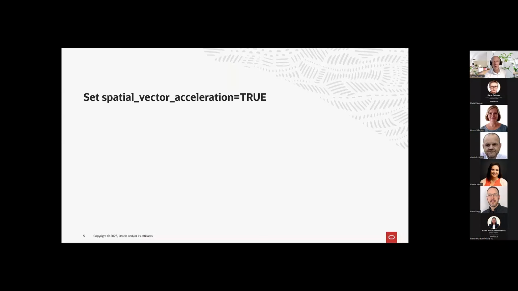And the first thing which you should always do in your database is to set spatial vector acceleration equal to true. That is a hint which is important if you have a database older than 23. In 23 AI, it is the default, but older ones, if you did have the license, you would still find folks who run this with false, even though you are permitted to set it to true, and you should set it to true. So that's the first thing you should do.